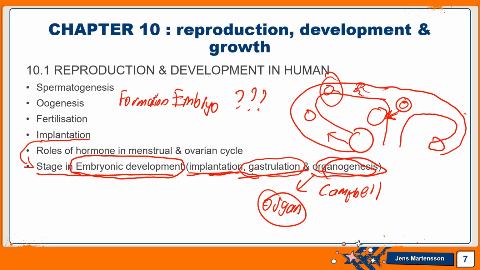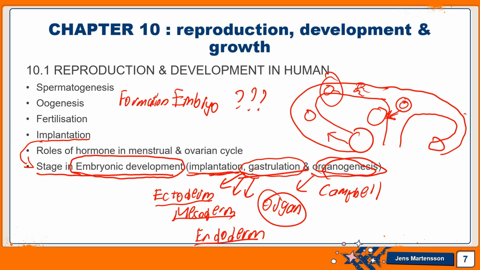After gastrulation, it will form 3 layers. I think they are ectoderm, mesoderm, and endoderm, if I am not mistaken. These 3 terms are actually names of structures formed in gastrulation. So after gastrulation, it will form these three things. Ectoderm, mesoderm, and endoderm. Each layer will form its respective organs.